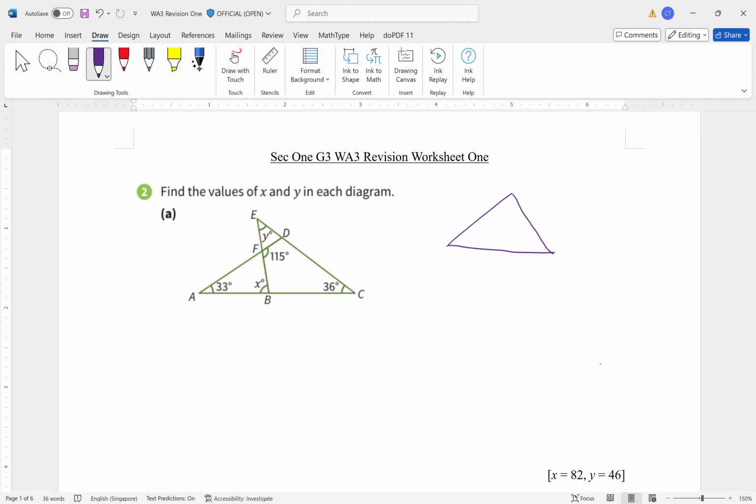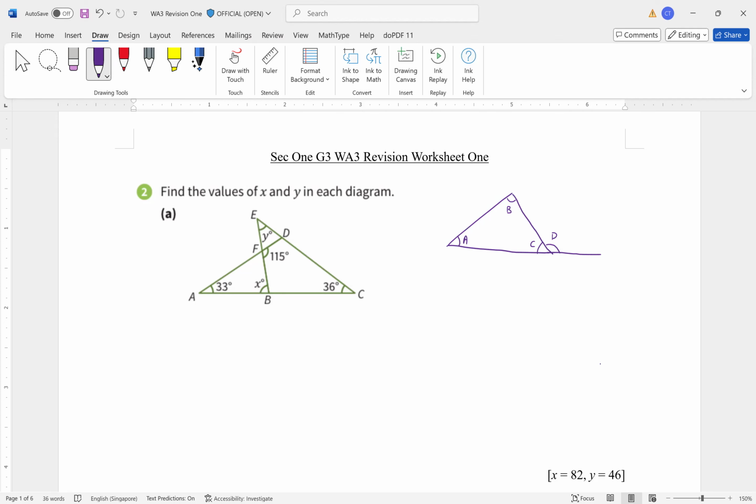Then over here, if I extend this line, I will have an exterior angle. Why do we call this an exterior angle? Because this angle is outside of the triangle. Let's label all the angles here. Let's call this angle A, angle B, angle C, and the exterior angle, I'll call it angle D. So we have three angles inside a triangle, A, B, C, as well as the exterior angle D that is outside the triangle.